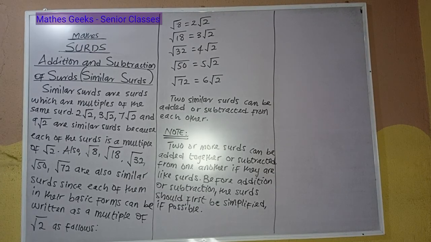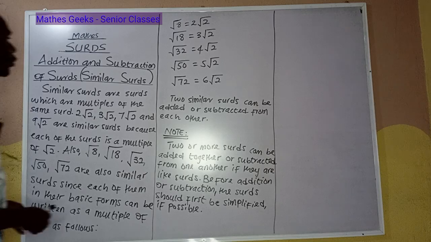Addition and subtraction of surds, similar surds. Similar surds are surds which are multiples of the same surd. 2 root 2, 3 root 2, 7 root 2, and 9 root 2 are similar surds because each of the surds is a multiple of root 2.